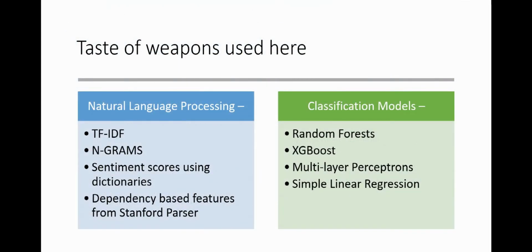So let's get a taste of the weapons that we have used here, the tools. There are some tweets that we have used, and first the cleaning is done, and after that some feature spaces are created from those clean tweets. First of all, we have used TF-IDF, or term frequency-inverse document frequency. The TF-IDF weight is a weight often used in information retrieval and text mining. It's also used in search engines for ranking a particular document related to a word.